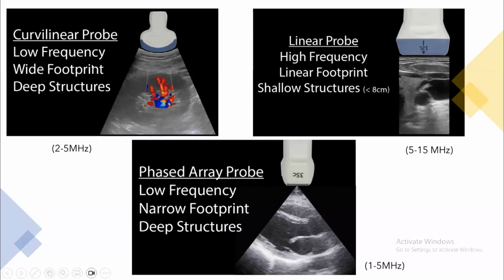So what is the difference between the curvilinear probe and the cardiac probe? The curvilinear probe has a wide footprint, while our cardiac probe has a narrow footprint, but it is low frequency. It can penetrate to see the deeper structure.